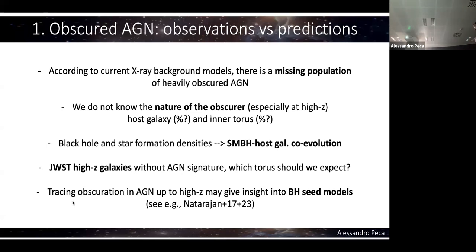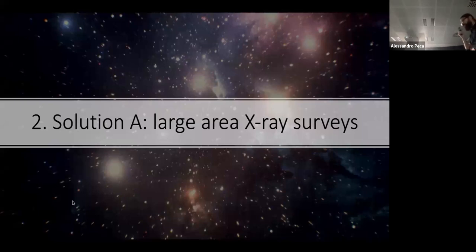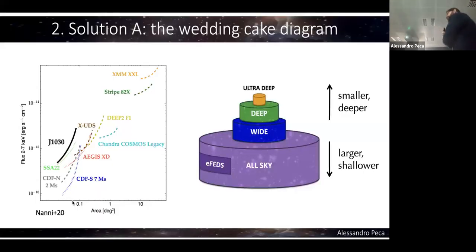So how can we solve all these questions? We go to solution A. Solution A is using large area X-ray surveys. Why? Here you can see on the right the so-called wedding cake diagram, which is basically telling you the same thing you can see here: area versus limiting flux of some of the most famous surveys in the literature. This slide is telling you that we don't have the perfect telescope, so we cannot get faint sources in large areas at the same time.